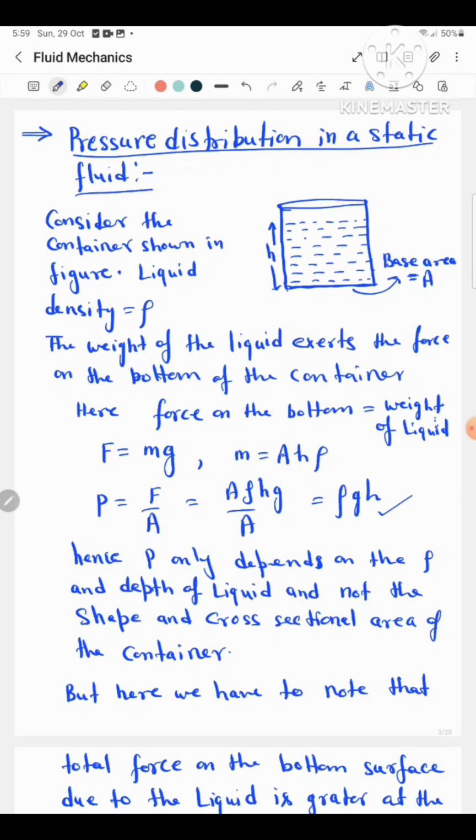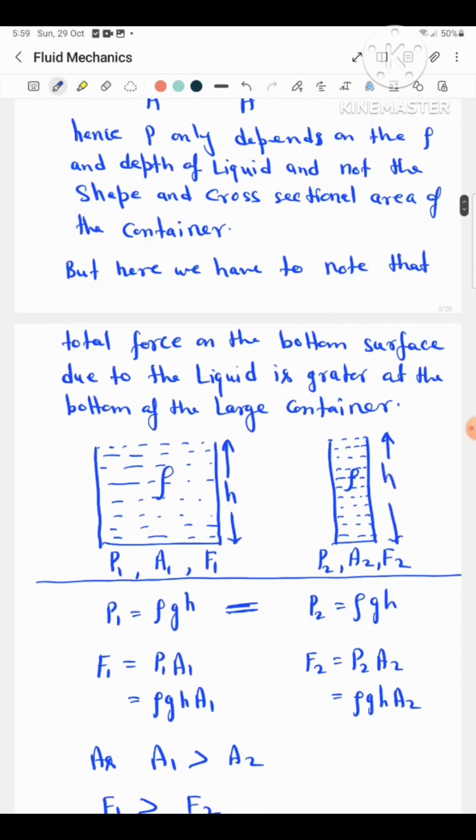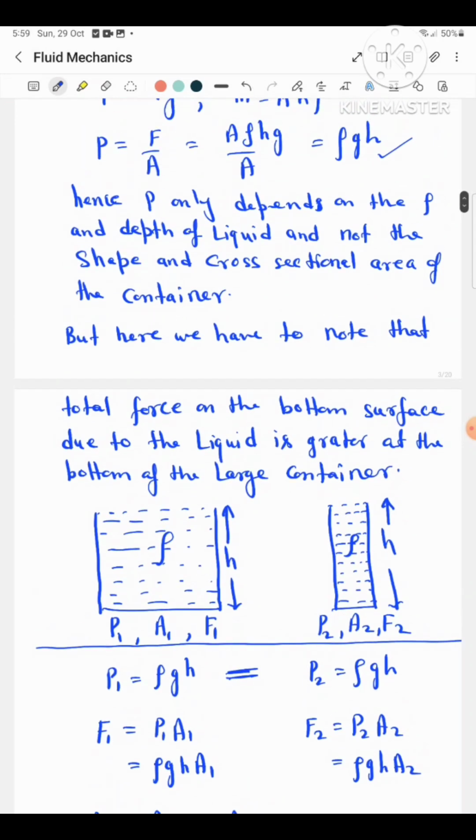Here we are ignoring the atmospheric pressure, that we will discuss later. Here we are assuming a system that is out of atmospheric pressure, means atmospheric pressure is not working. Here the pressure P only depends upon the density of the liquid and the depth of the liquid and not the shape and cross-sectional area of the container.